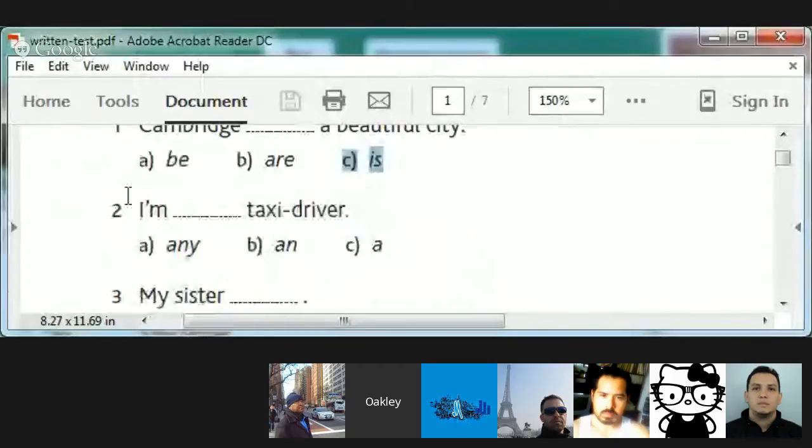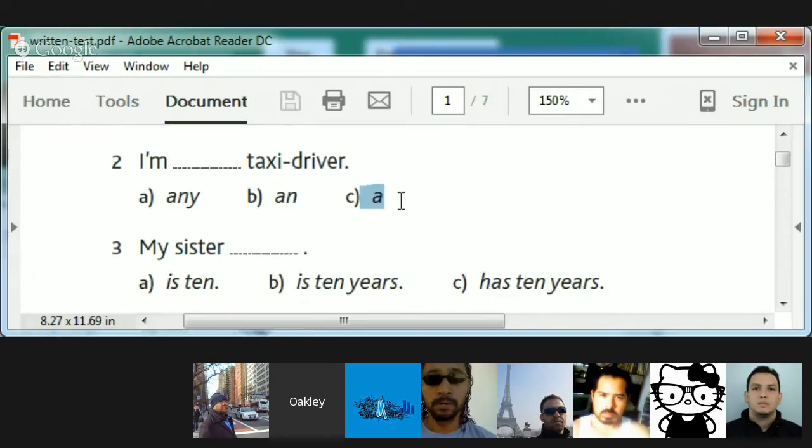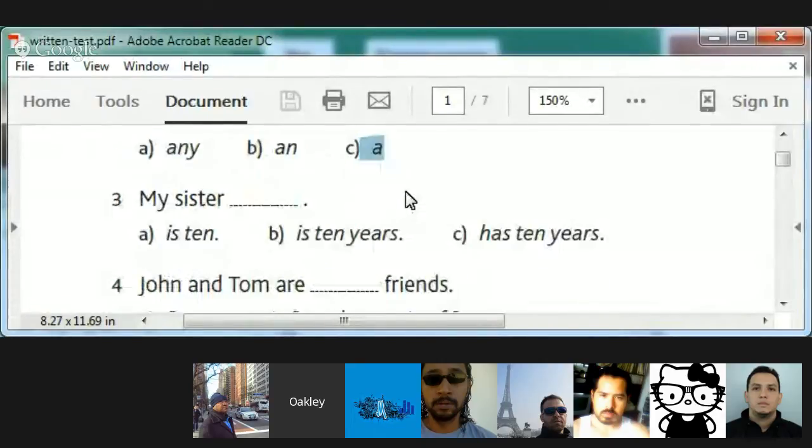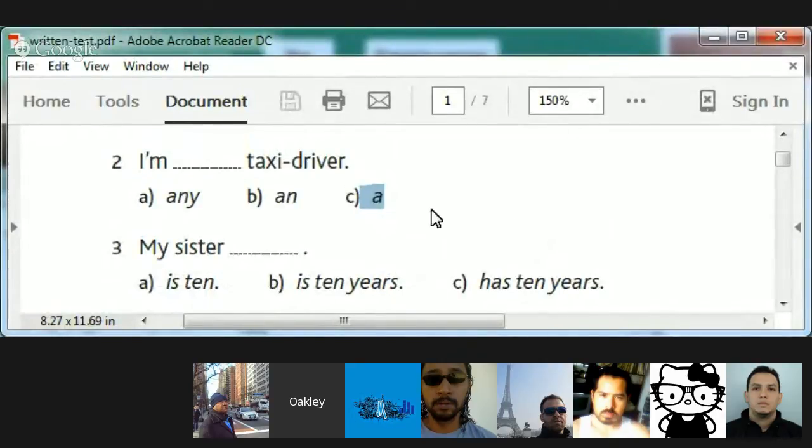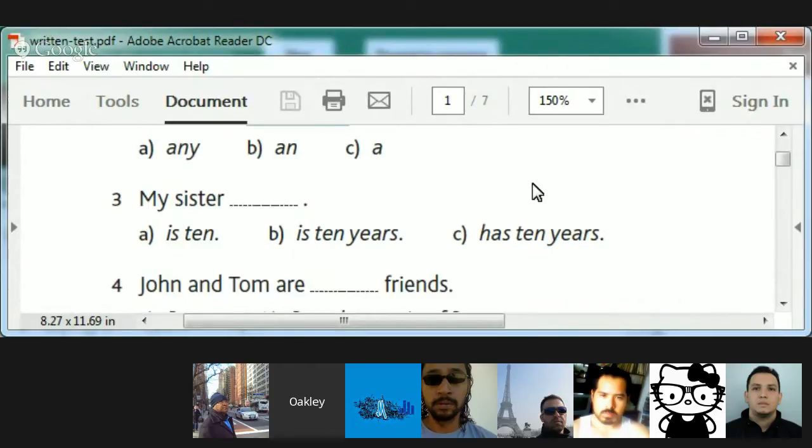All right, we're going to zip through this first part, I have a feeling. Again, anybody ever have any questions? Just shout them out. Heidi, number two. I'm a taxi driver. Yes, A. When we pronounce it, the indefinite article A is used for countable nouns, taxi drivers, three taxi drivers. So you need A.